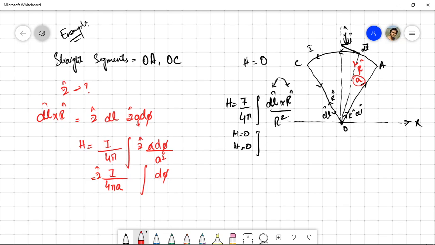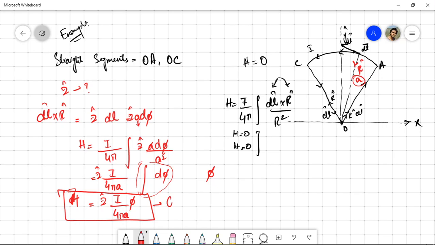We don't know the value of d phi. He hasn't given us the range for the change in the value of phi. So we'll just replace the integral of d phi with a variable phi, whatever the angle is. So H equals I z hat over 4 pi a into phi. This is the value of H for the curved path of the pi shaped conducting loop.